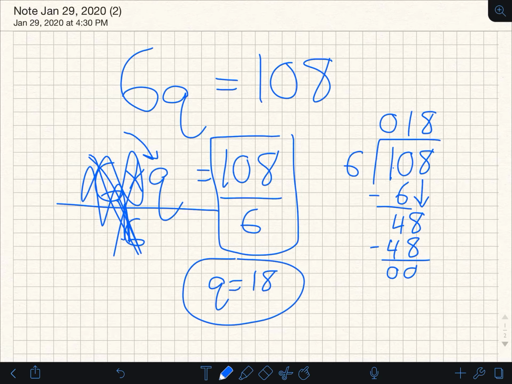And we can check this. We can do 6q and put in 18 for q. So 18 times 6. 6 times 8 is 48. 6 times 1 is 6, plus 4 is 10, and we get 108 for our answer. So q does equal 18.